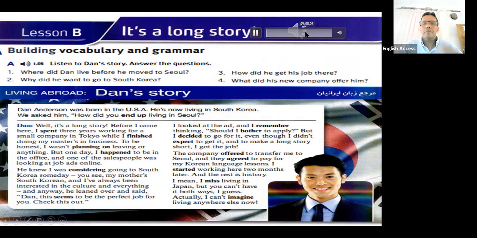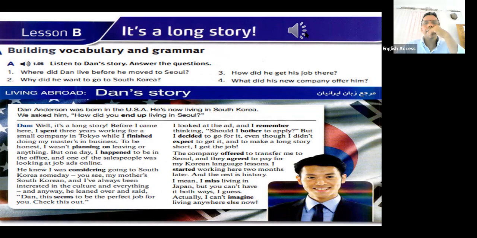Page 4, Lesson B. It's a long story. 1. Building vocabulary and grammar. A. Listen to Dan's story. Answer the questions. Living abroad.